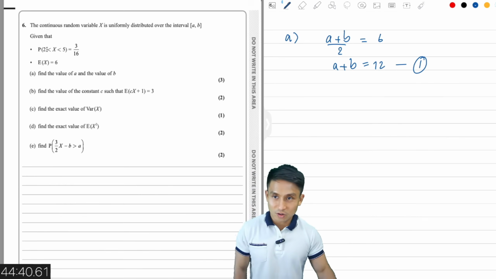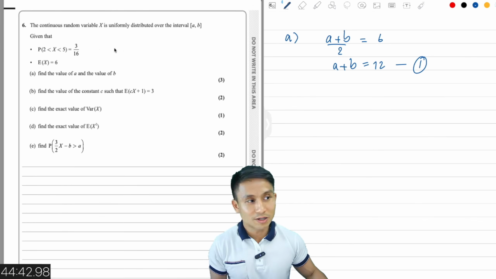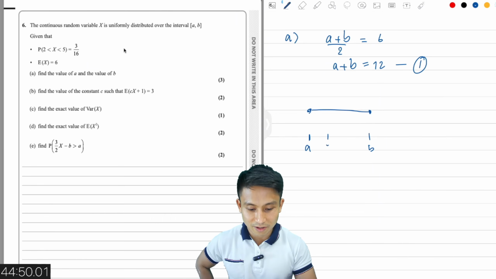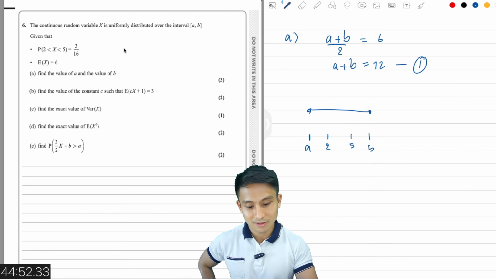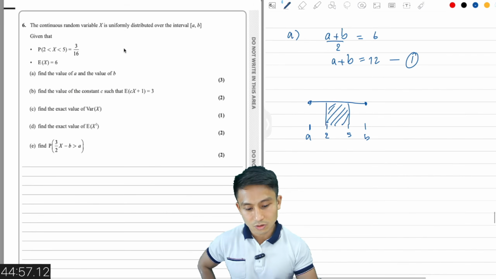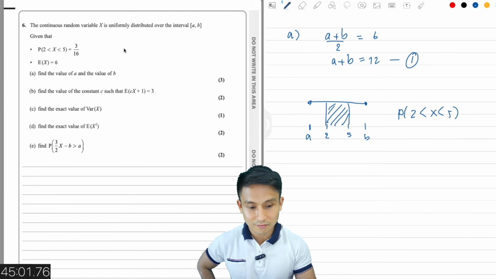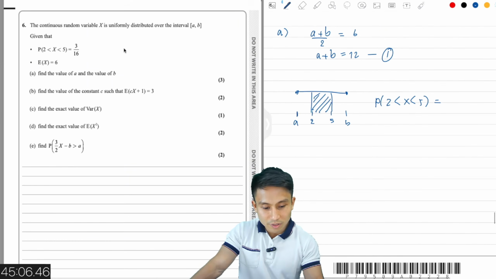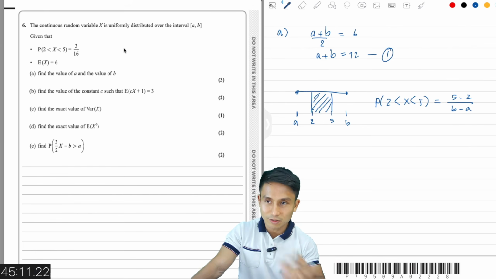And then because you are going from 2 to 5 and get the probability of 3 over 16, that's basically looking like this. This is a, this is b. So 2 to 5 is maybe in between like that. So P of 2 less than X less than 5 here, if we find it from the diagram, would be 5 minus 2 over b minus a, right? That's how you find the probability in a uniform distribution.